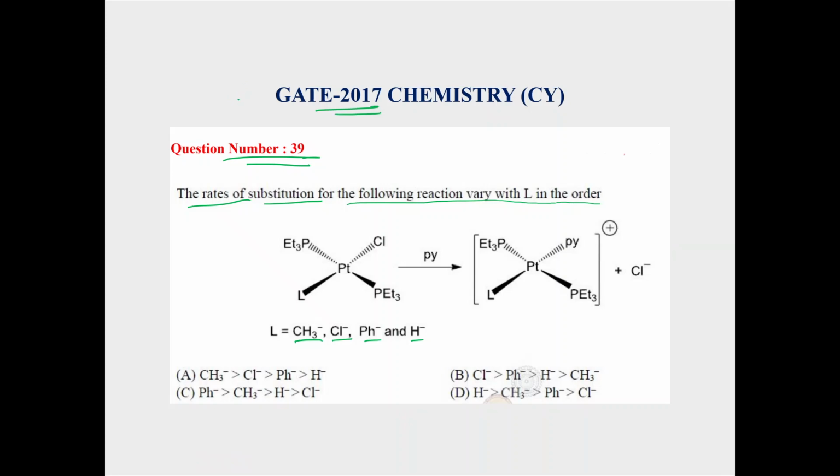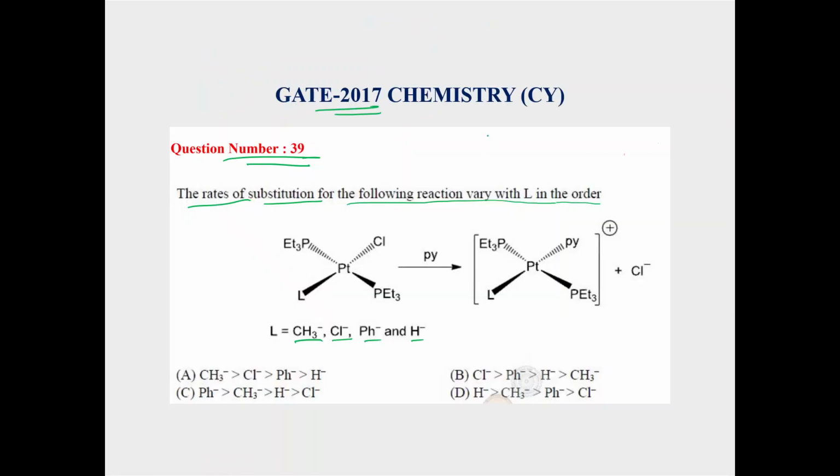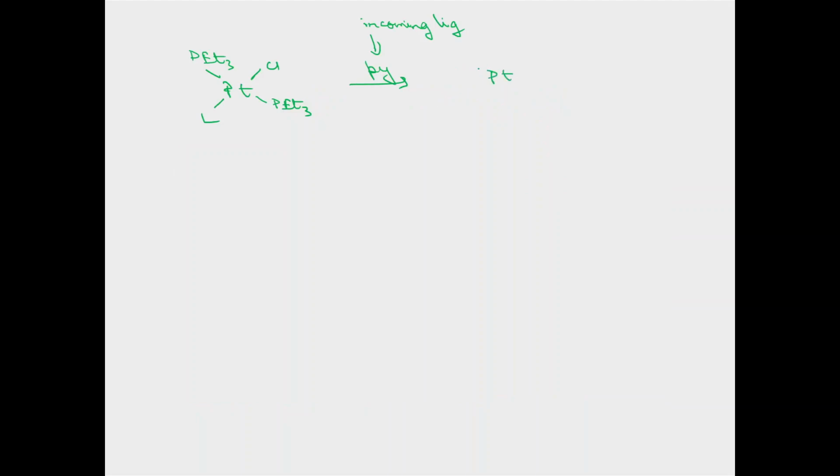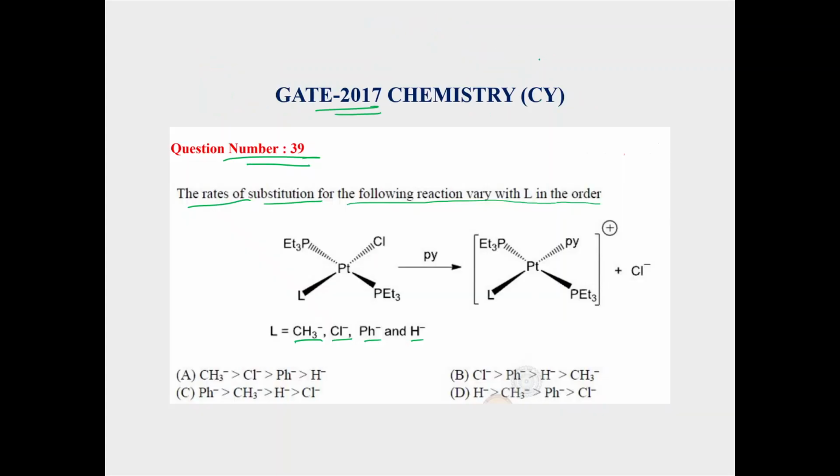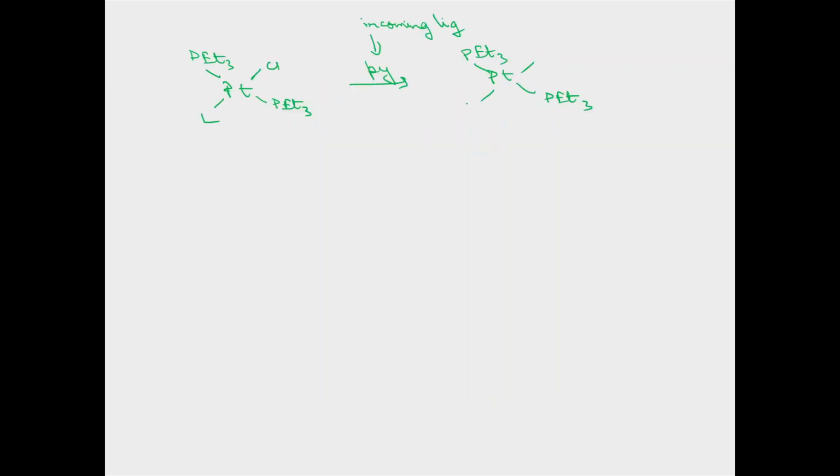And the substitution reaction which has been given is, let's write it: PT, PT3, PT3, Cl, and H. Then pyridine, that is Py, is the incoming ligand, and we are getting the product with two triethylphosphine coordinated to it, and then there is L and Py.